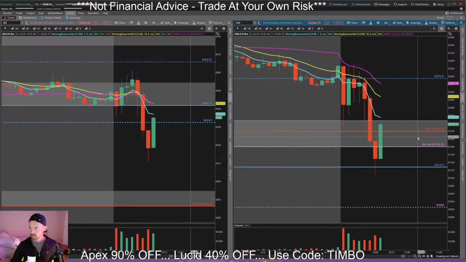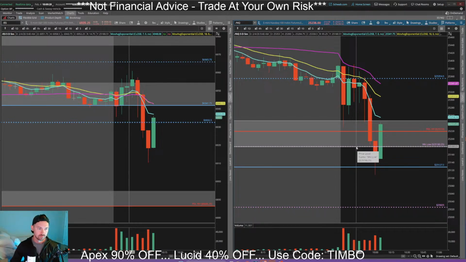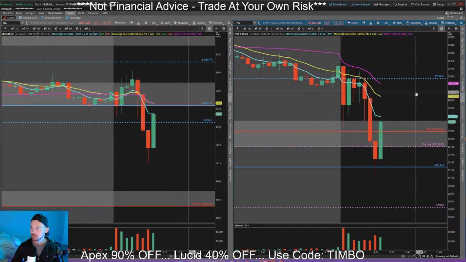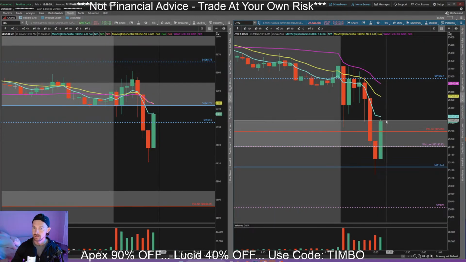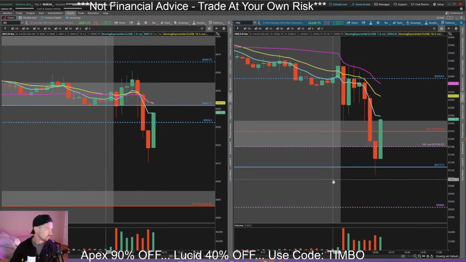Alright, NQ is back above previous day's low. Pretty good 5-minute candle there. Right up into the EMA. If we can kind of reject and roll back down, that's where I'd be looking for a short.